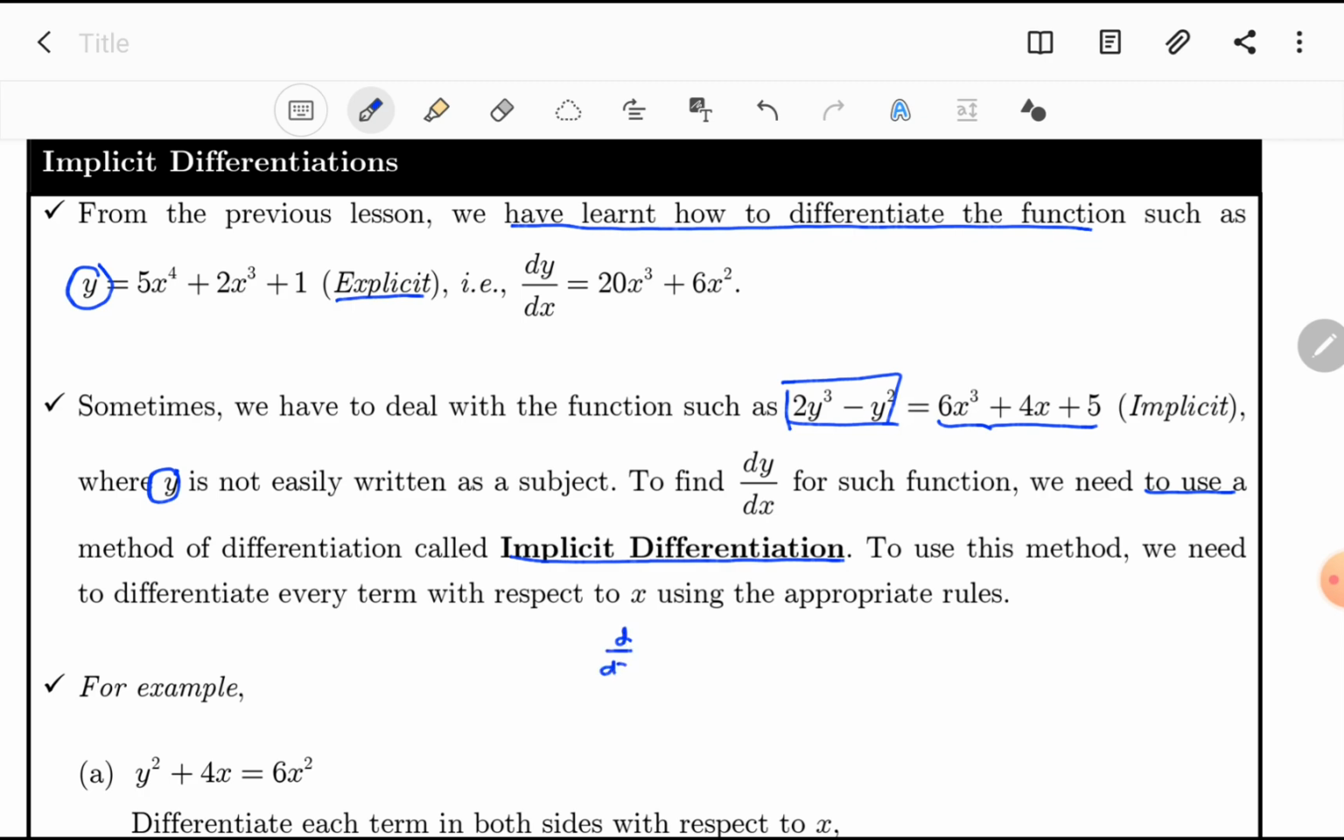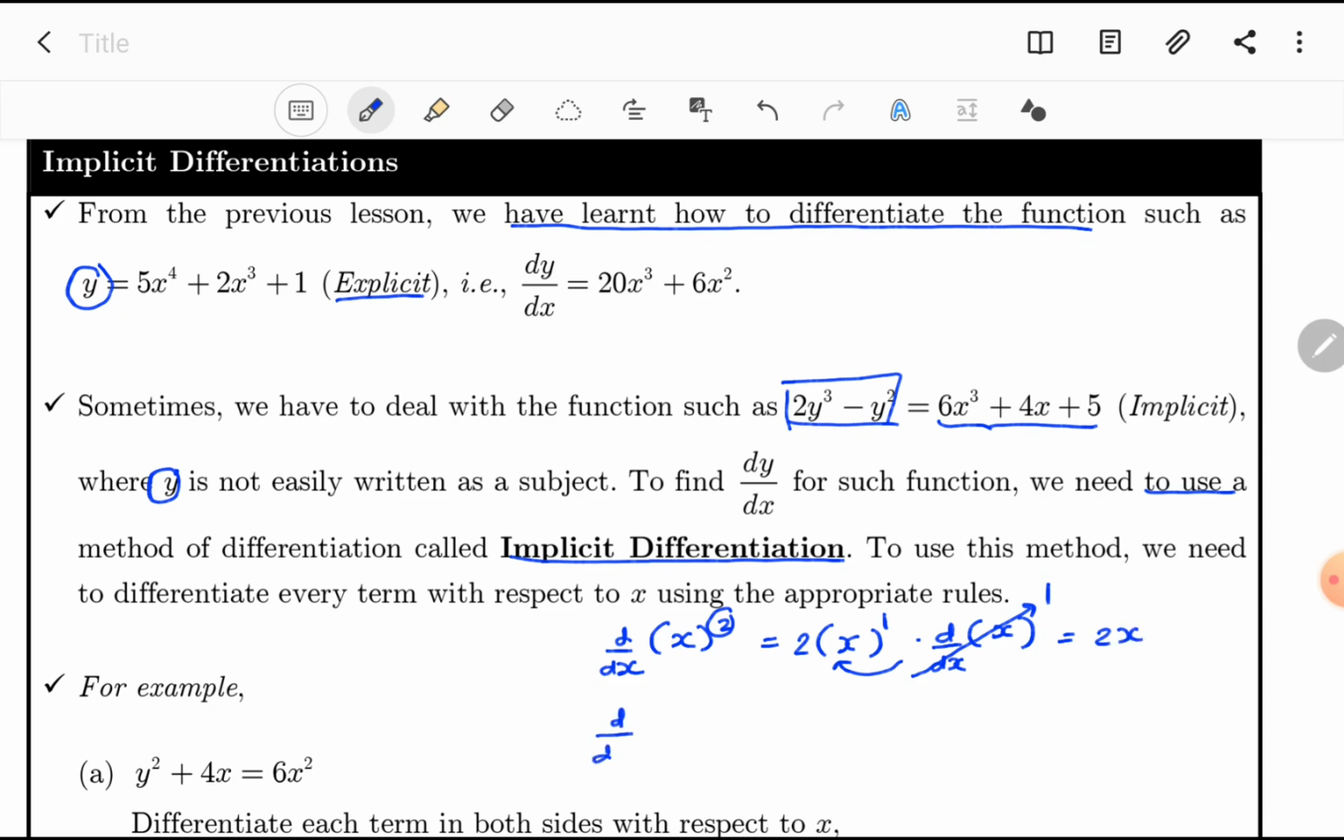If I have d dx of x squared, we need to use the power rule because we have a power here. So we bring down the power, copy the function inside the bracket, and then we reduce the power by 1. And we need to differentiate the function inside the bracket, which in this case is x. And d dx of x is 1. So that is why we will get 2x.